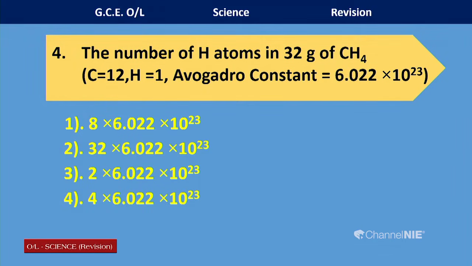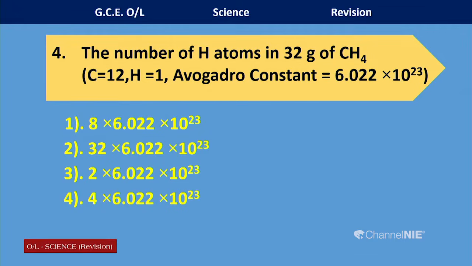You can see within brackets you are given the RAM of carbon and hydrogen. So, 1 carbon is 12, and hydrogen 1 into 4 is 4. The total will be 16, 12 plus 4. So, the molar mass is 16 grams per mole. When you divide 32 by 16, you get 2 moles. How to find the number of moles? 32 grams divided by the molar mass of CH4, 16. Then you get 2 moles of CH4.